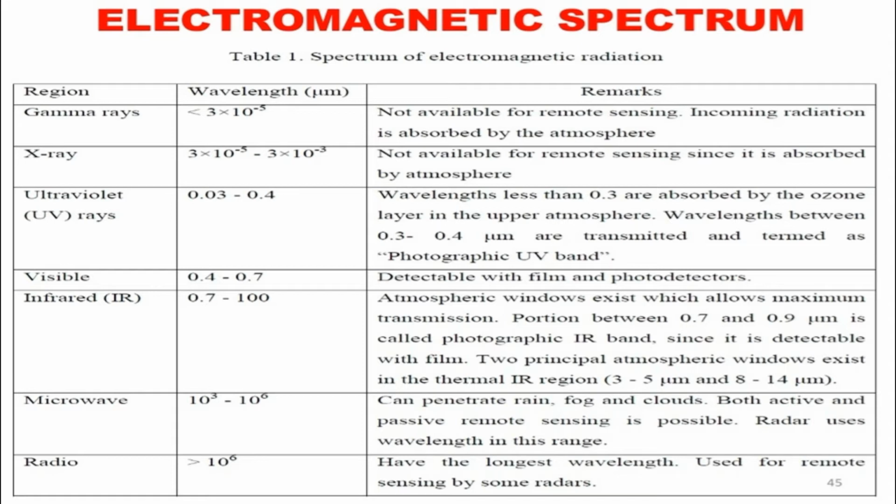Next is the microwave. Microwave has a wavelength of 10 raised to 3 to 10 raised to 6. It can penetrate rain, fog and clouds. Both active and passive remote sensing are possible, and radar uses wavelengths in this range. Generally, that wavelength is longer compared to any other spectrum, so it interacts less with the atmosphere and we can use it for remote sensing. Radio wave is also a long wavelength and it is also used for remote sensing by some radars.